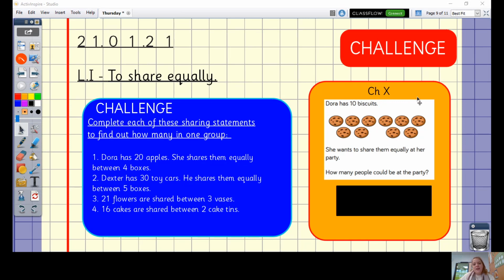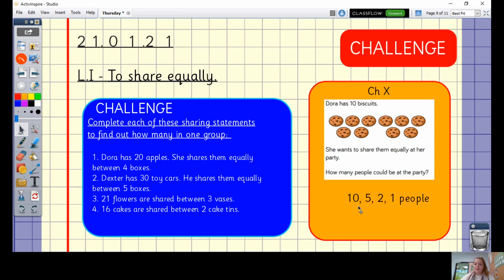Okay, make sure you find the answer to this before you look at the answer I'm going to share with you now. Okay, so how many people could be at Dora's party? You could have 10 people, and each of those 10 could have 1 biscuit each. You could have 5 people, and each person would have 2 biscuits. 2 people, and each person would have 5 biscuits, or just 1 person, Dora, she could have all 10 biscuits to herself. Okay, so those are the options.